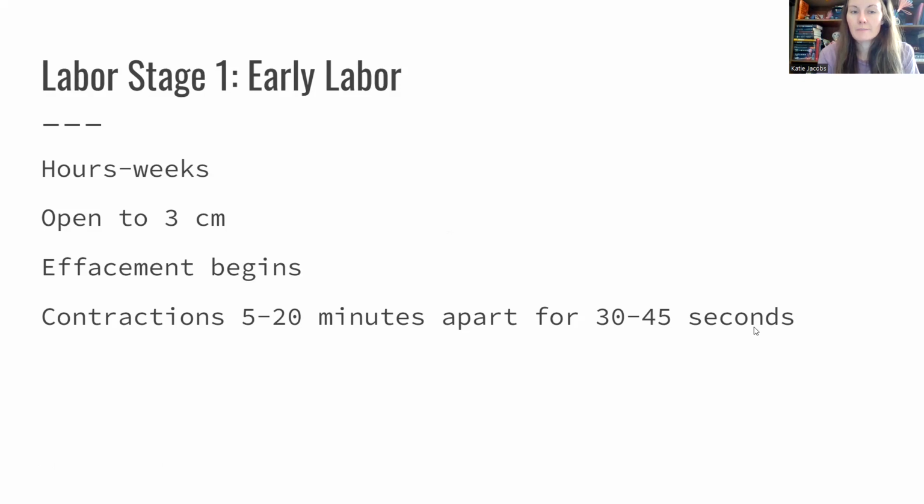Induction happens sometimes if someone goes past 42 weeks, because after 42 weeks of being pregnant, that baby's going to start pooping in utero, and that's not a good thing. It's not good for their lungs. It's just not good for the baby. The placenta can also start to deteriorate, which is not good either. And so they might induce for that.